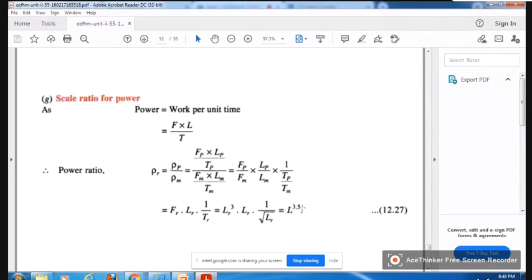So if you want to calculate the power of the model, how do you calculate? Power of model is equal to power of prototype divided by LR to the power of 3 by 5. Then you will get the model.